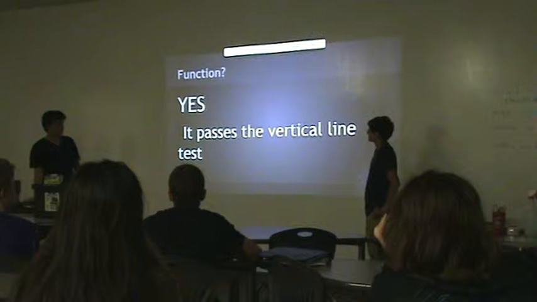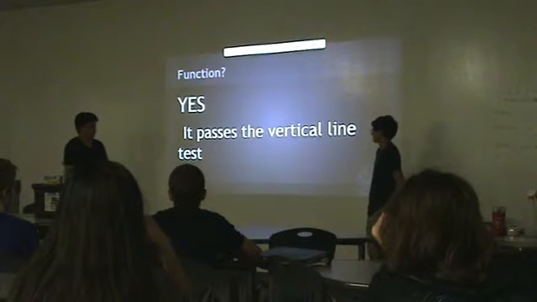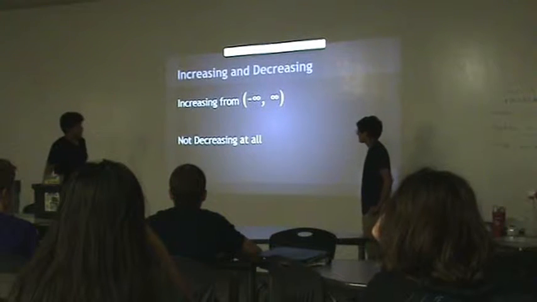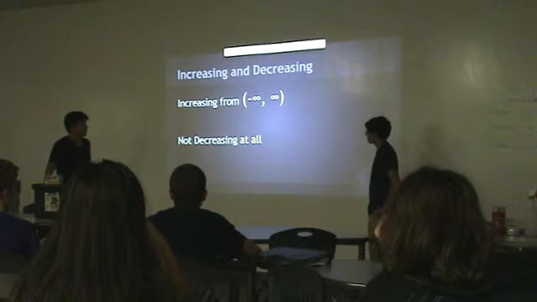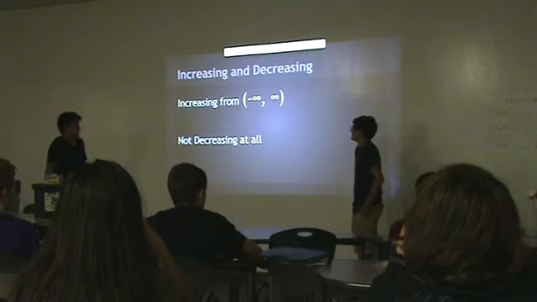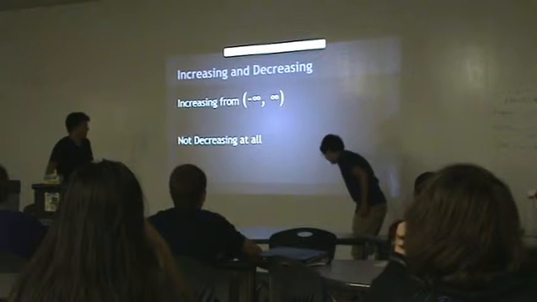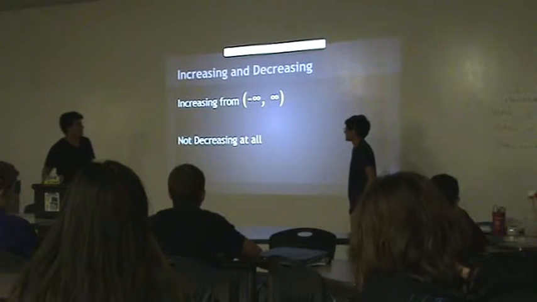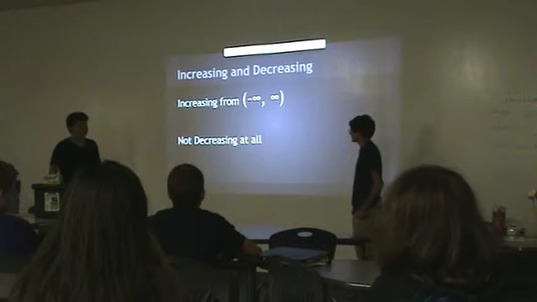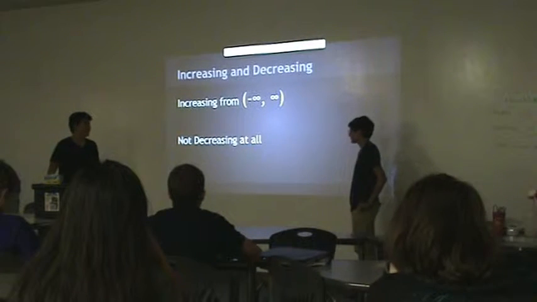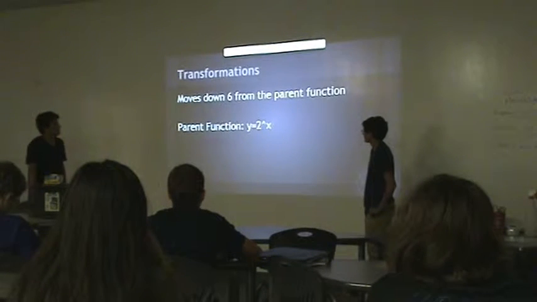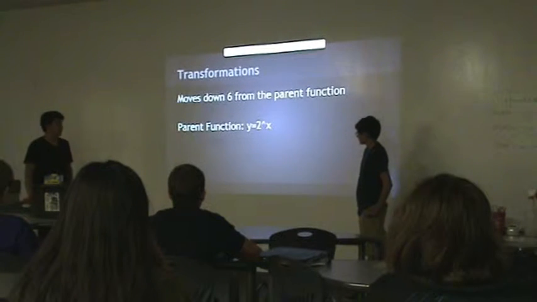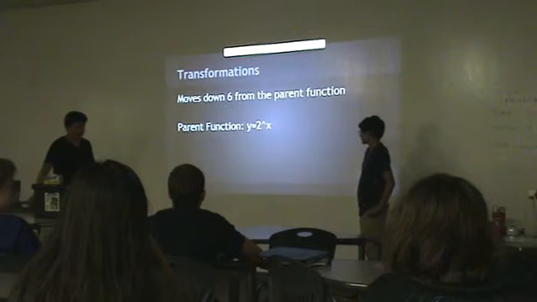Is it a function? Yes, because it does pass the vertical line test. It's increasing from negative infinity to, oh wait, no, this also messed up. It's increasing from -6 to infinity. And it's not decreasing at all. Transformations: it moves down 6 from the parent function, and the parent function is y equals 2 to the x power.